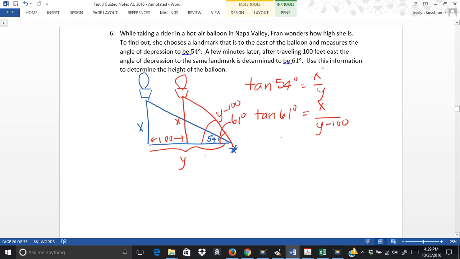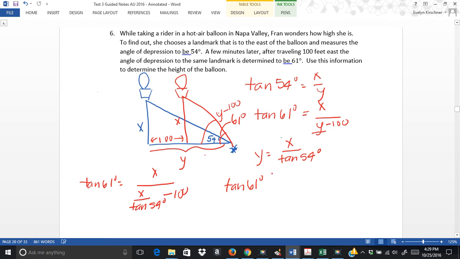So what I need to do is I have two variables and two equations, so I can use substitution. Since I'm looking for x, I'm going to substitute for y, so that means that y is x over tan of 54 degrees. So I have the tangent of 61 degrees is x over the tangent of 54 degrees minus 100, because I took this y and I put it right there. So I'm going to cross multiply, so I have tan of 61 degrees times x over tan of 54 degrees minus 100 equals x.